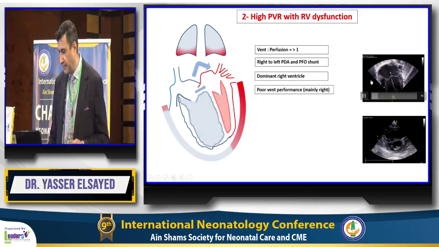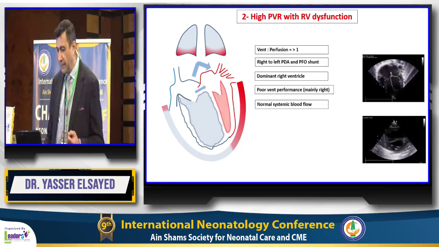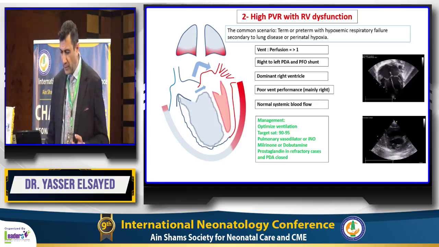As you can see here in this example, very poor contractility of the right ventricle, and also in short axis view, the heart is poorly contracting, hardly squeezing the blood out. The systemic blood flow usually is normal in this case.